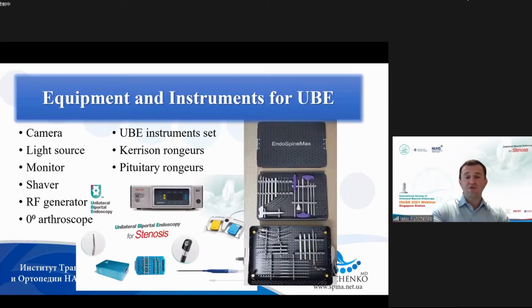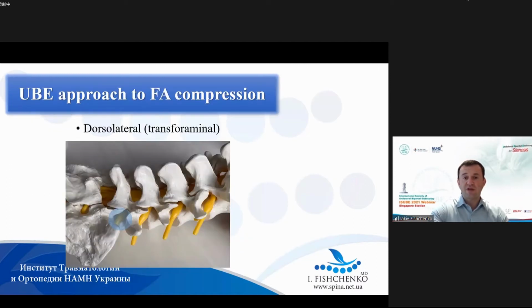So what do we need for UBE? We need all the arthroscopic equipment: an RF generator, a 0-degree arthroscope, UBE instrument sets, and just general instruments like a Kerrison, rongeur, and pituitary rongeurs. For the compression of the L5 root, we use a dorsolateral or transforaminal approach.